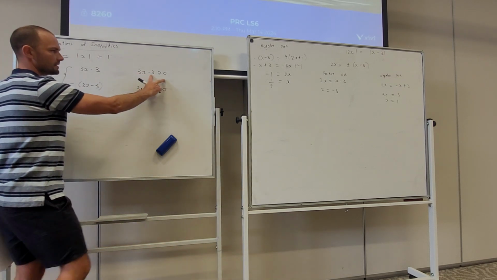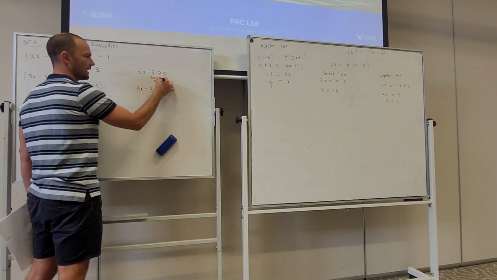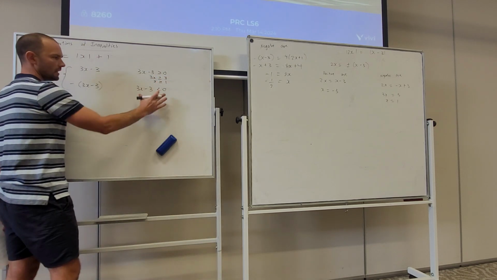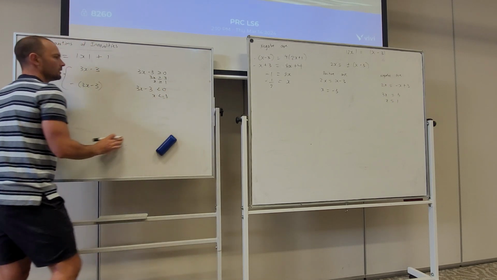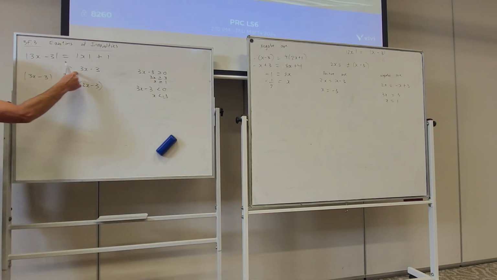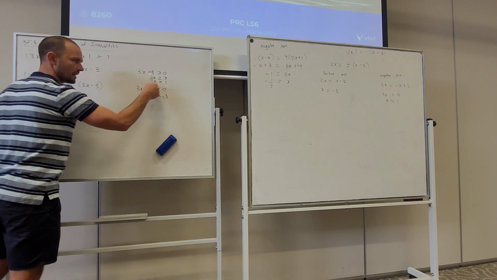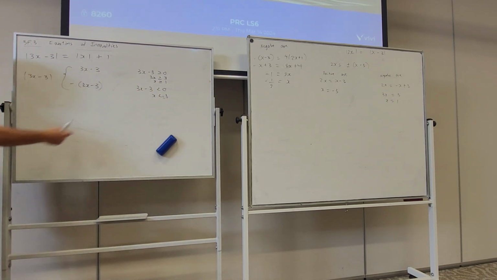Now we can process these inequalities a little bit. This would give us 3x being greater than 3 and x being greater than 1. And same with this one, if we solve it, x being less than 1. So we have the modulus of 3x take 3 is going to be this function for values of x larger than or equal to 1, and it's going to be this function for values less than. That's the definition of absolute value.